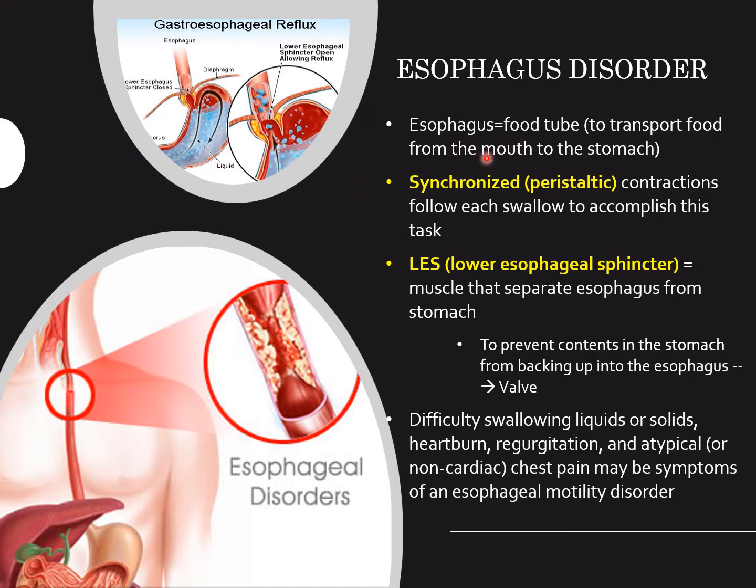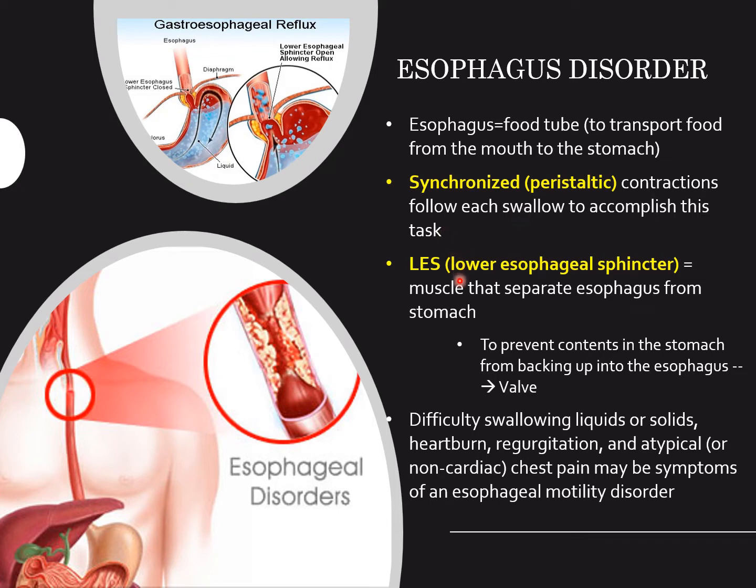Esophagus, a food tube to transport food from the mouth to the stomach. Ni, the keyword is food tube. It's like a pipe from our mouth to the stomach. Synchronized peristaltic contractions follow each swallow to accomplish the task. Meaning that the esophagus will have contraction and dilation, peristaltic, in order to make sure the food goes down smoothly from the mouth to the stomach.